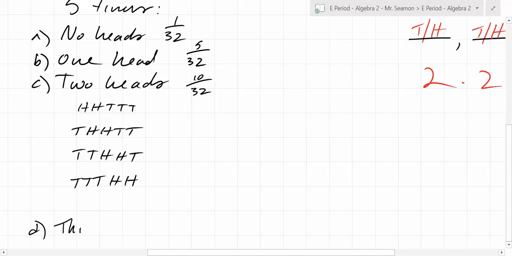What about 3 heads? I'm going to give you 2 hints, really. One, you might think that this would be a lot more because it's gone 1 out of 32, 5 out of 32, 10 out of 32. It's not a lot. Oh, did you answer this one already? Yeah, we answered this at the end of the last class. I'm sorry. So what is it?